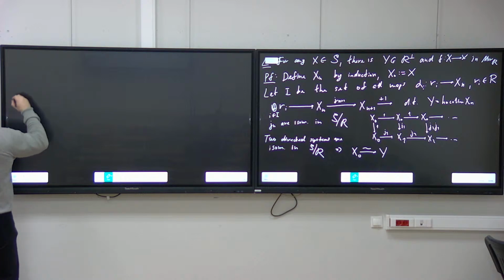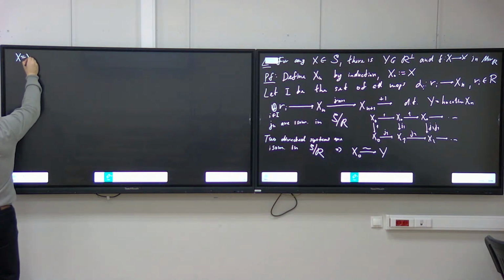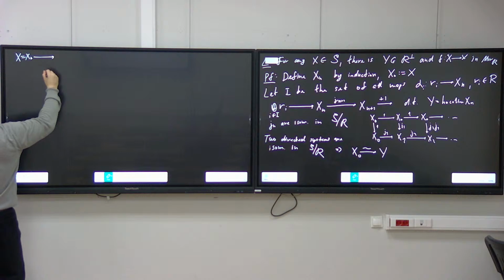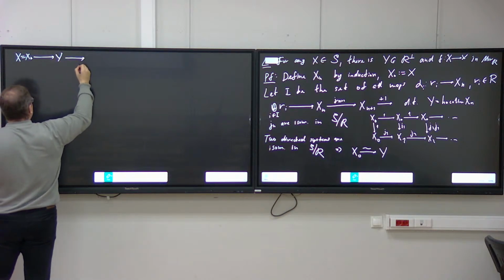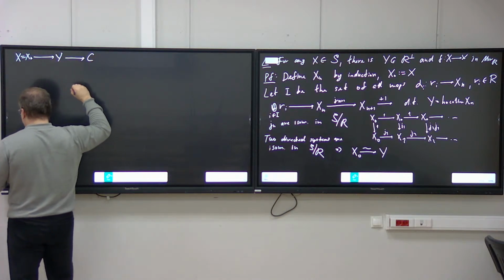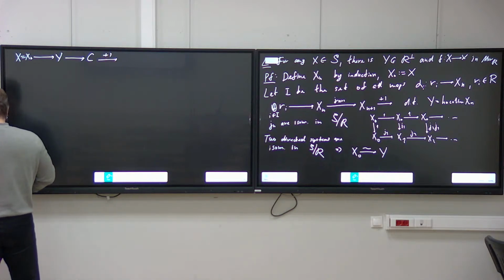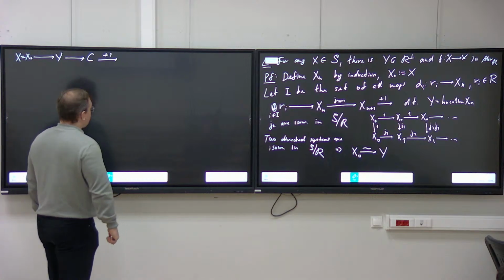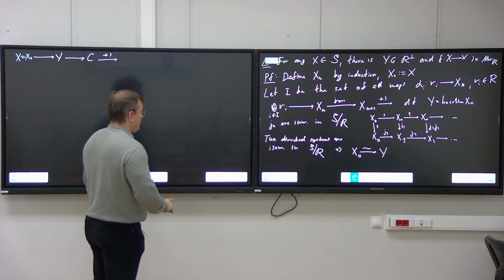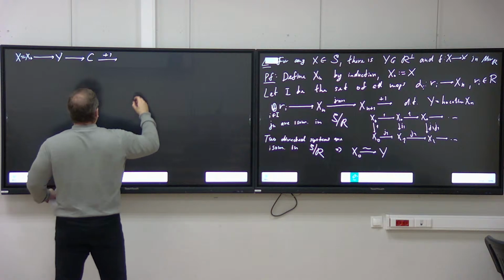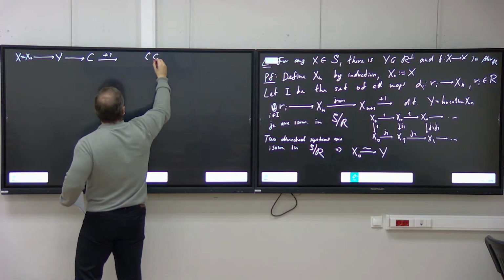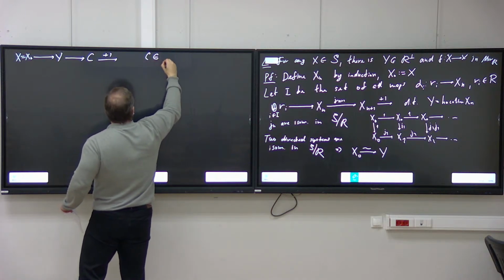So we have a distinguished triangle. We have X, which is the same as X0. There is a map from X to Y. We complete this to a distinguished triangle for this object C, and then everything shifts. Since this map is an isomorphism in the S modulo R, we can say immediately that the C is in the R.